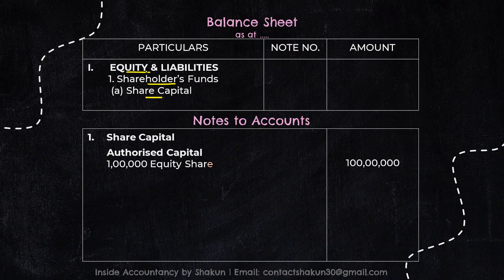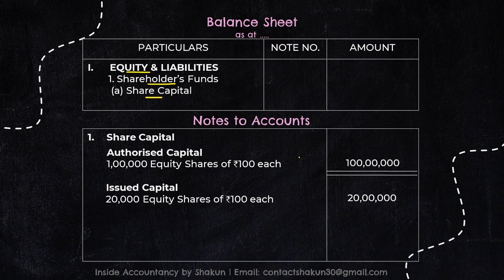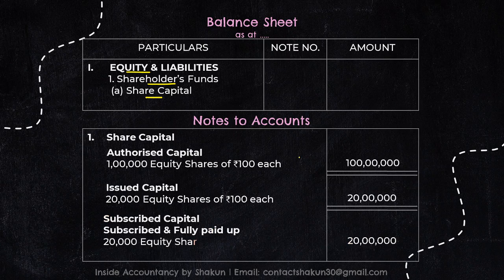So authorized capital, it was given 1 lakh equity shares at the rate of 100 each, that is 1 crore, that is only for information. Again, issued capital, it was given that the company issued 20,000 equity shares, that's 20 lakh, only for information. Now we come to the subscribed capital. Subscribed capital we'll show subscribed and fully paid up. Why? Because it was mentioned in the question. The company had called full face value and it has received full amount from the shareholders. So total 20,000 shares at the rate of 100 each. So 20 lakh would be your subscribed capital, and this 20 lakh will be shown in the share capital under the equity and liability part of the balance sheet.